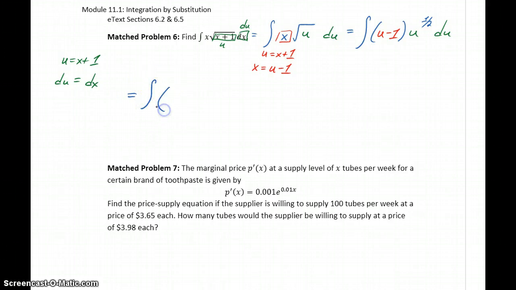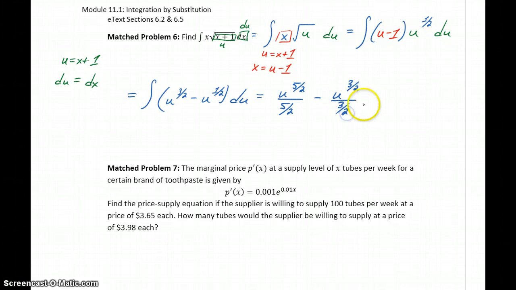Giving us the integral of u to the 1/2 times u will be u to the 3/2, minus u to the 1/2 times 1 will be minus u to the 1/2 du. So since these are two terms being added or subtracted from each other, we can just integrate term by term, which means this will be, sorry, we're adding one, so u to the 5/2 divided by 5/2 minus u to the 3/2 divided by 3/2 plus some constant c.